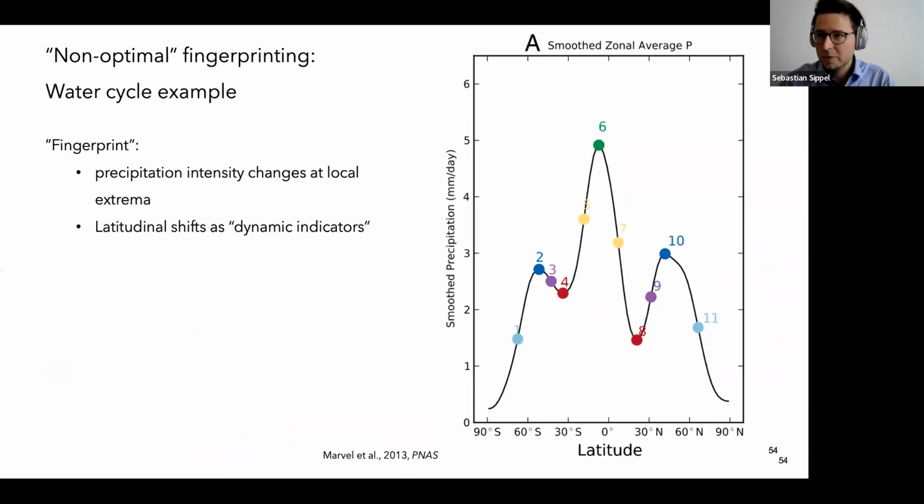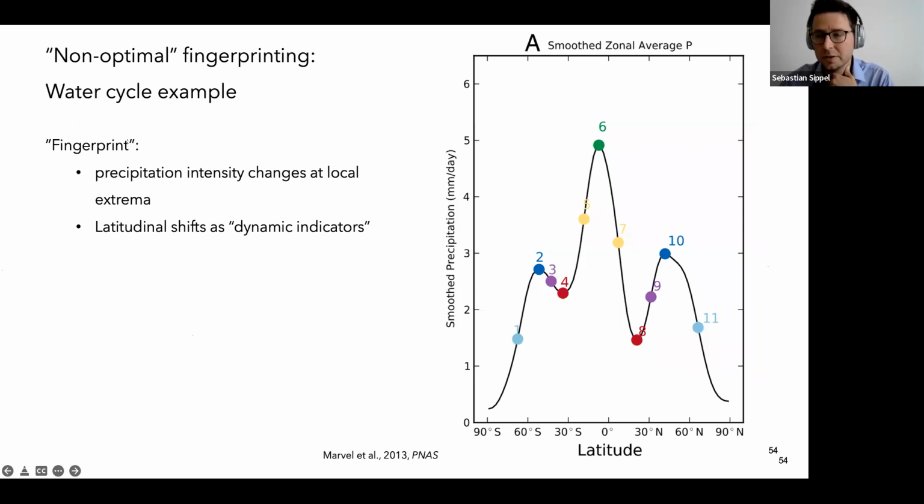I wanted to provide a second example for the non-optimized, non-optimal fingerprinting, and that's a water cycle example, just because I think this method is quite instructive and also in a way intuitive to understand. So I just wanted to illustrate this for a different kind of fingerprint. Now it's not a spatial pattern, it's also not a vertical pattern. And this is based on a paper from Kate Marvel in 2013 in PNAS.